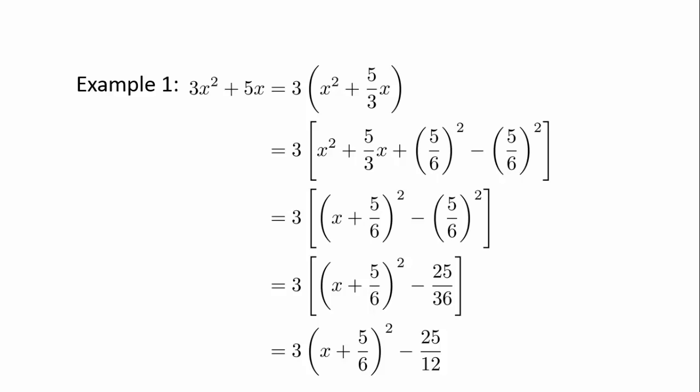As you can see in this particular example, what we did is factor out the 3 so that the coefficient of x squared becomes 1. And once we get that form, we can use the same method we discussed in the first video to finish the problem. That gives us an idea of how to complete the square of any quadratic form with any coefficient for x squared: factor out whatever the coefficient of x squared is, and then make the coefficient of x squared be 1.